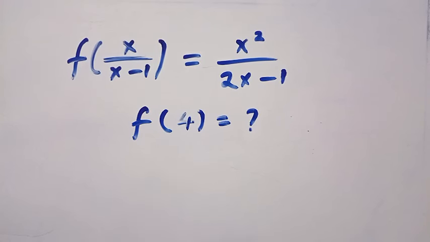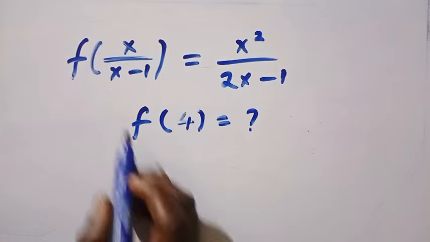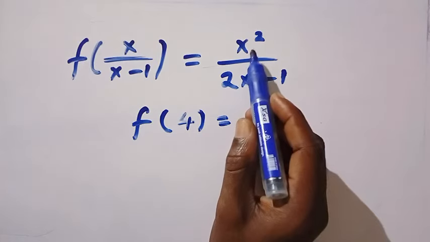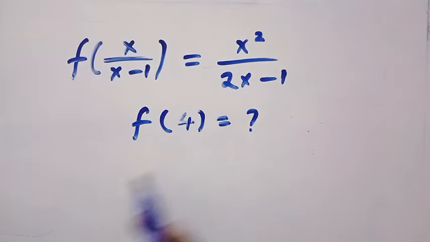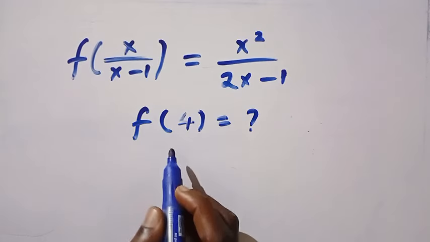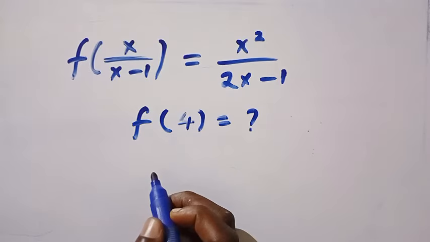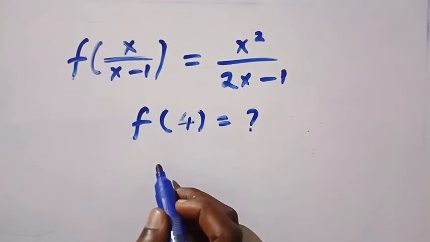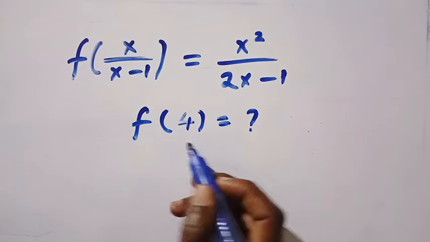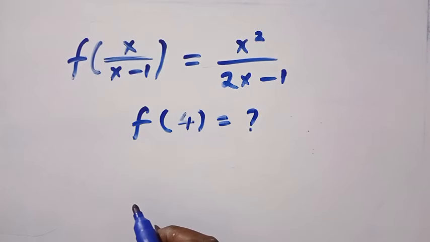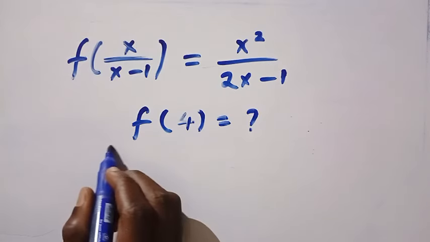How to find these functional equations: given that f of x over x minus 1 equals x squared over 2x minus 1, what is f of 4? Before we find f of 4, we need to know the general solution for f of x. Then we plug in the value to get f of 4. So let's get into it.